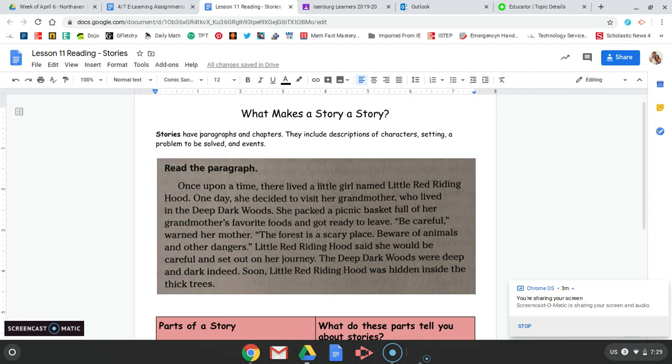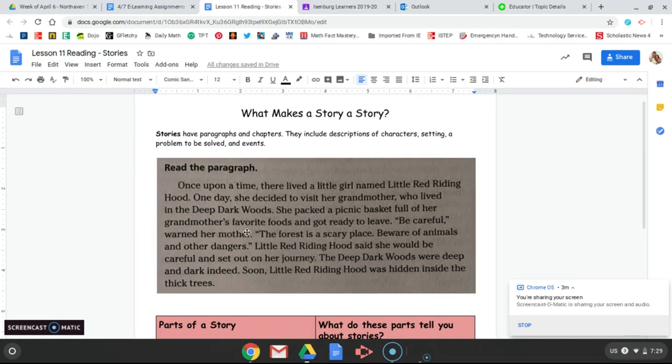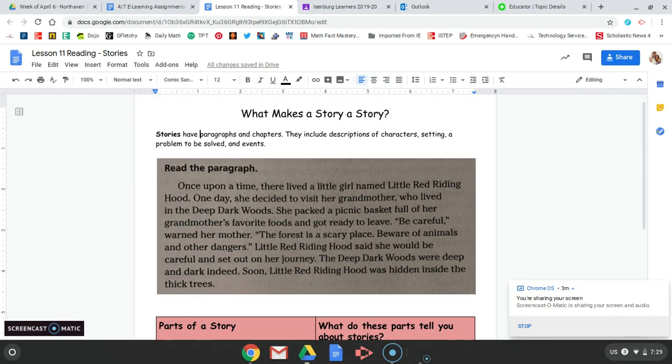Sometimes you can also tell they will have an extra double space. Like right here, after it says read the paragraph, see how there's this empty space? Sometimes that can be a signal that there's a new paragraph starting as well. So paragraphs are just a way to group together similar ideas in a story or similar parts of a story.